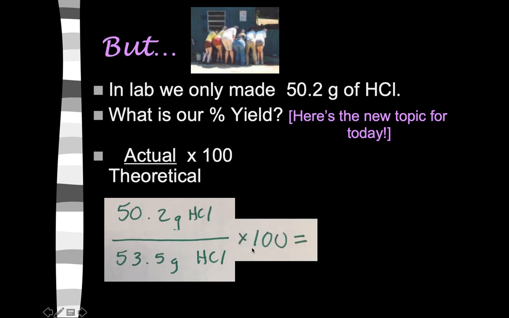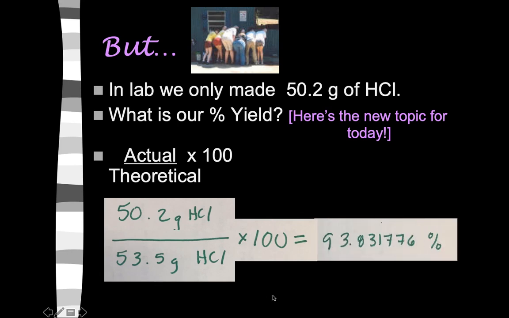We times it by 100. Grams of HCl is going to cancel. Pop it in your calculator. The calculator says 93 blah, blah, blah, right? Look at sig figs. I have 3 sig figs and 3 sig figs. Again, grams have canceled. So that's where the percent comes from.